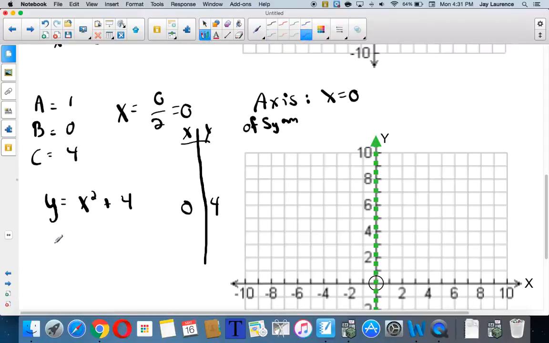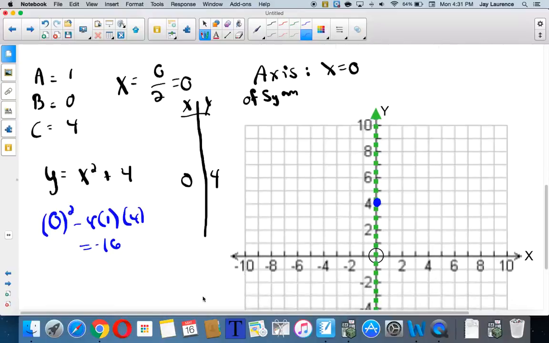All right, let's go check the discriminant. B squared minus 4AC, and I'm going to get -16. I can't take the square root of a negative. This will not cross the x-axis. So there are no zeros. There are no x-intercepts on this one. The vertex is going to be at 0, 4, and this guy is opening upward. He's never going to cross the x-axis.